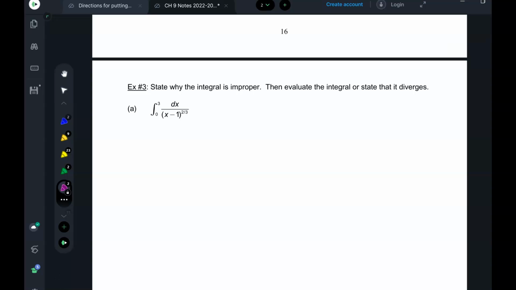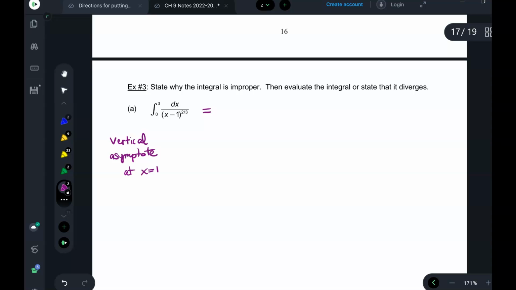Okay, so state why the integral is improper, and then evaluate the integral, or state that it diverges. Okay, so if we look at this one, it has a vertical asymptote at x equals 1. So that means it has a discontinuity. So I'm going to rewrite this as, if I think about this from 0 to 1 of, I'm just going to write x minus 1 to the negative 2/3 dx, plus the integral from 1 to 3, because 1 is where it's broken up.